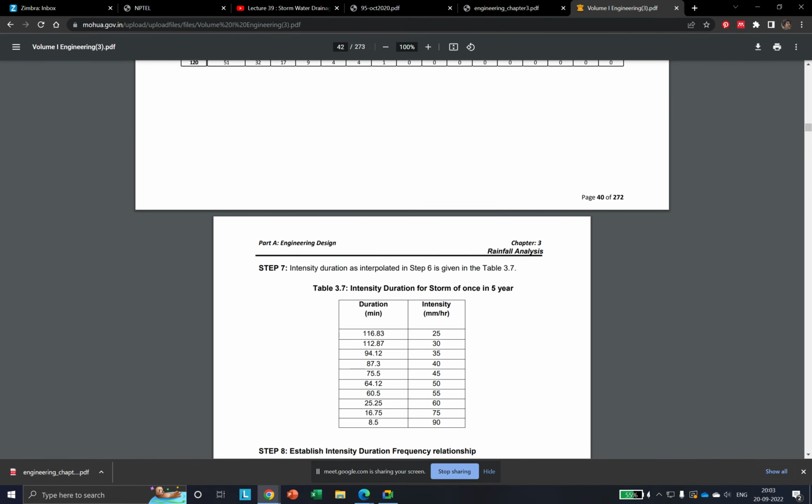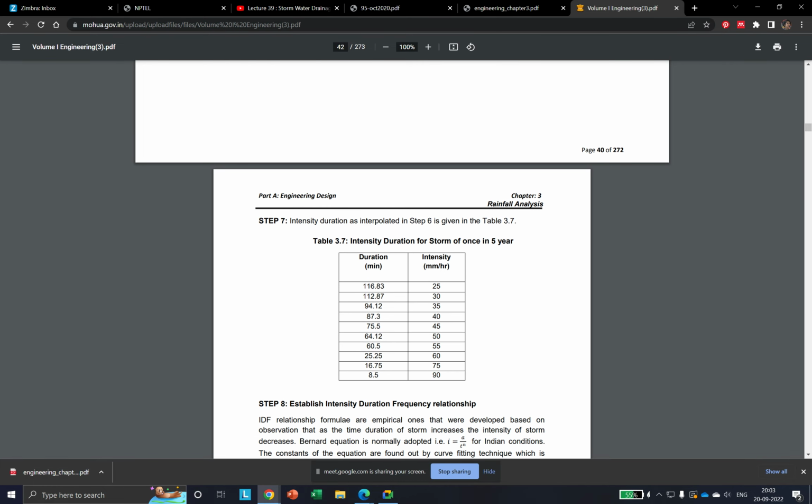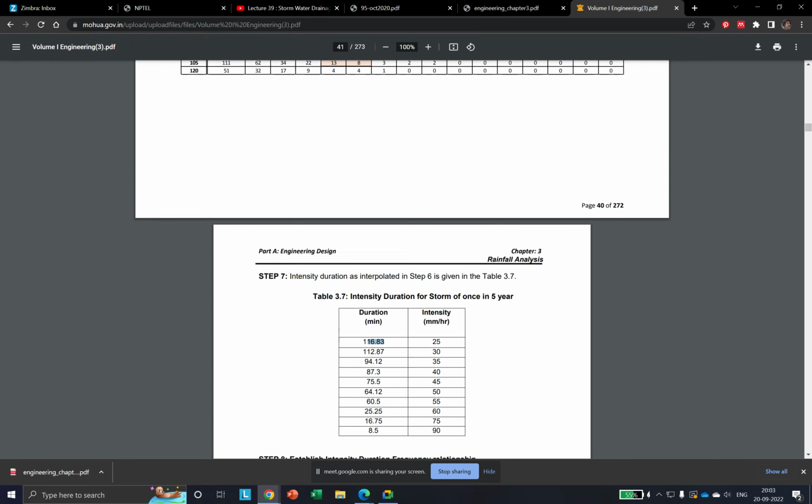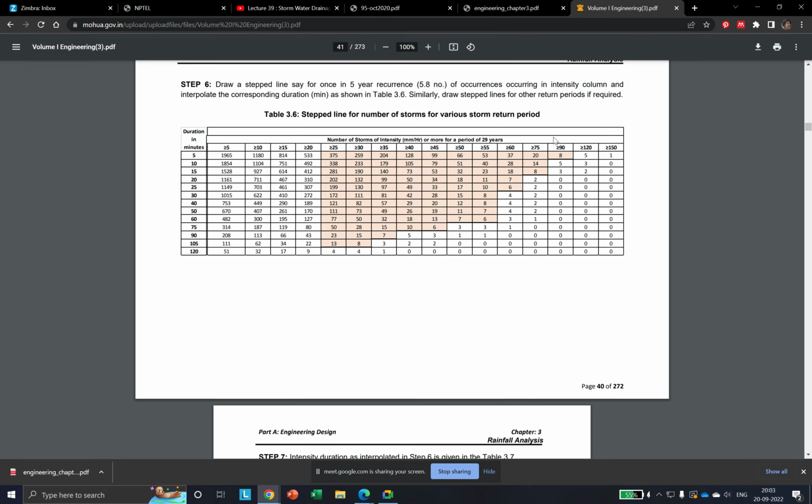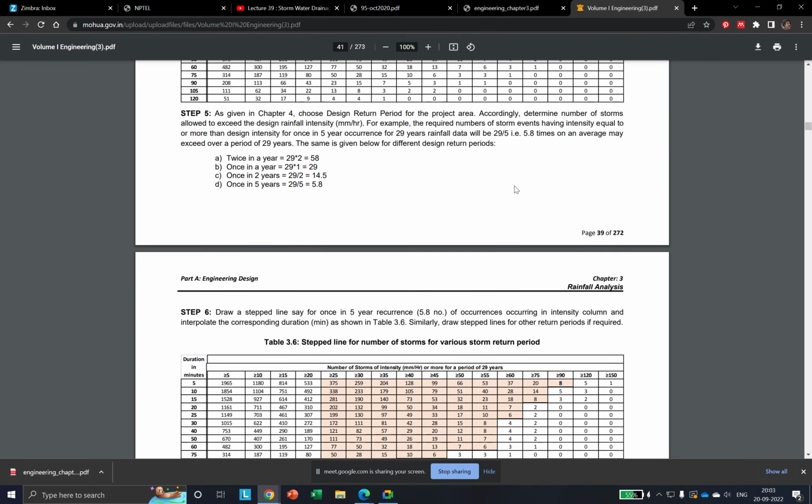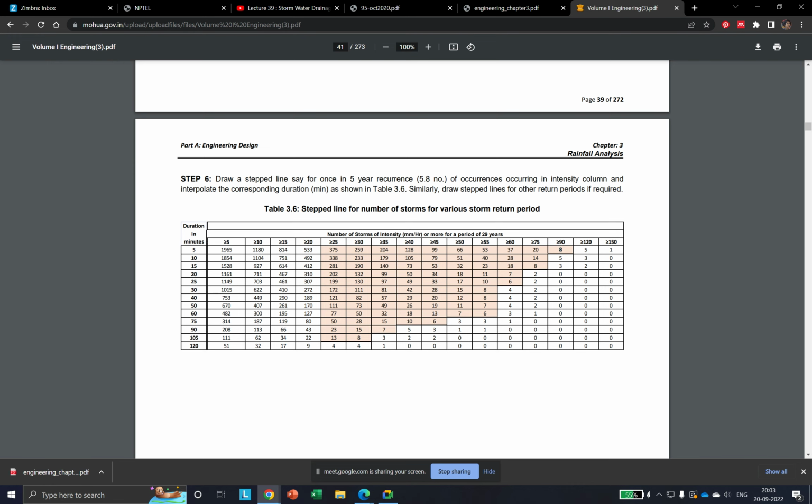Why are we doing this approximation? We are interpolating the data. Why we are doing this is mainly because it is not 5.8 but it is 8. So we cannot say that it is exactly 5 minutes. It will lie somewhere between 5 minutes and 10 minutes. So what we need to find is the value in between.